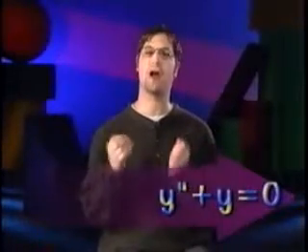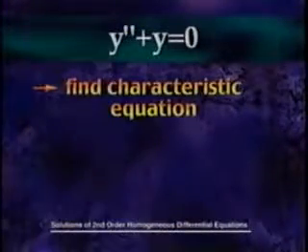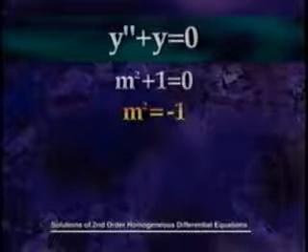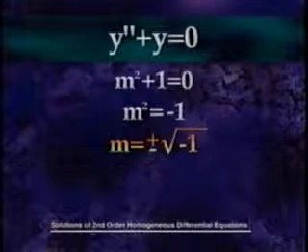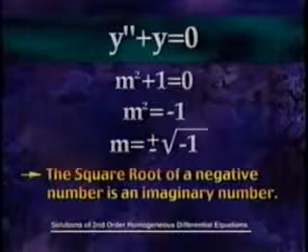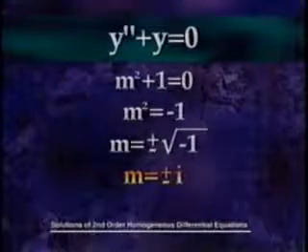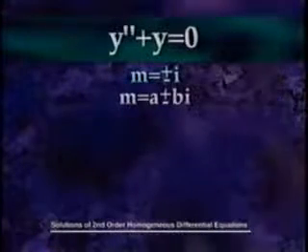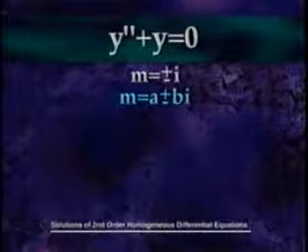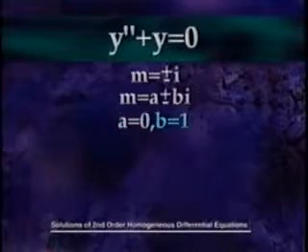Okay, let's solve the differential equation y double prime plus y equals 0. Our first step is always to find the characteristic equation, which in this case is m squared plus 1 equals 0. Solving for m, we get m squared equals -1, or m equals plus or minus the square root of -1. Since the square root of a negative number is an imaginary number, we get a solution of m equals plus or minus i. Comparing our roots of m equals plus or minus i to the general form, m equals a plus or minus bi, we see that a equals 0 and b equals 1.